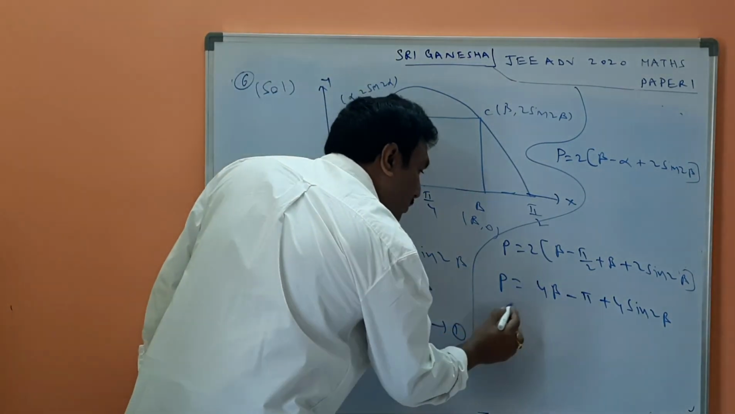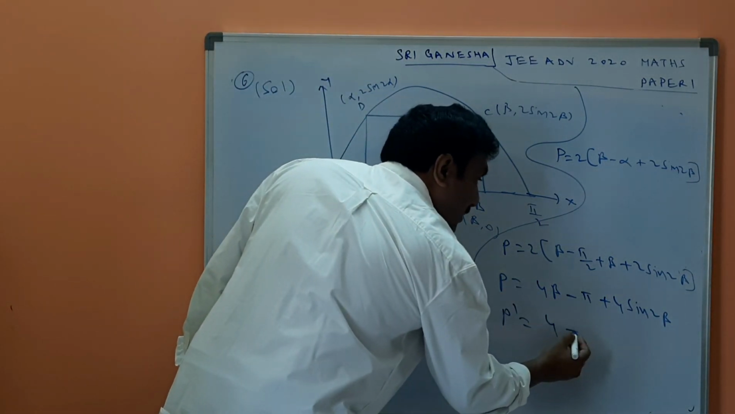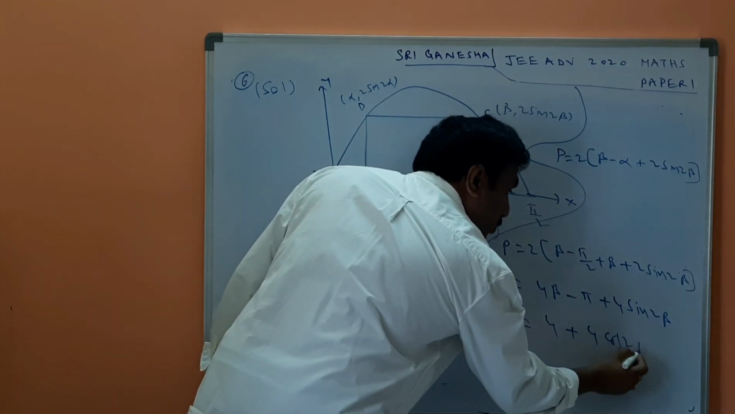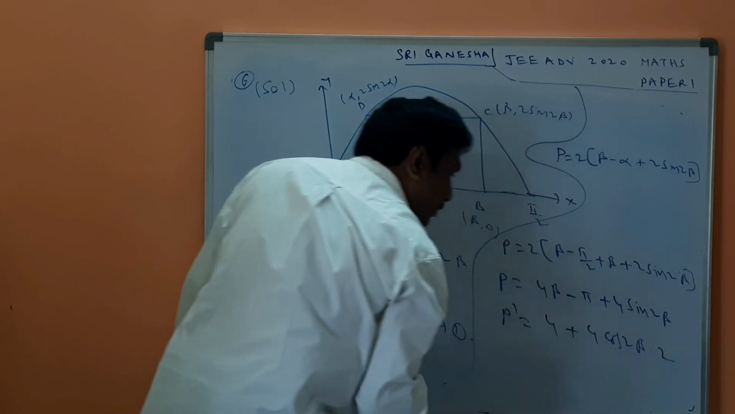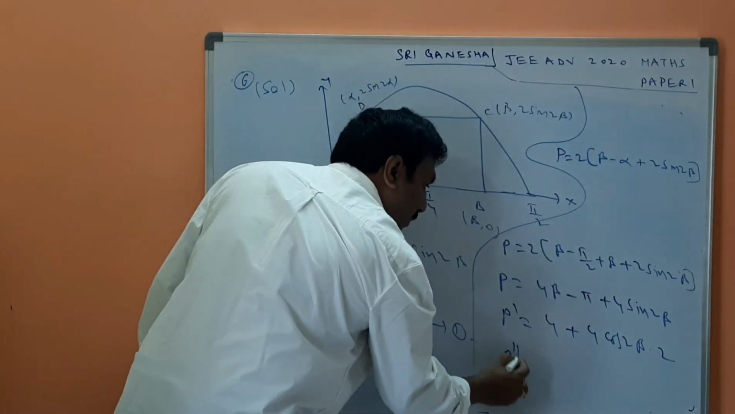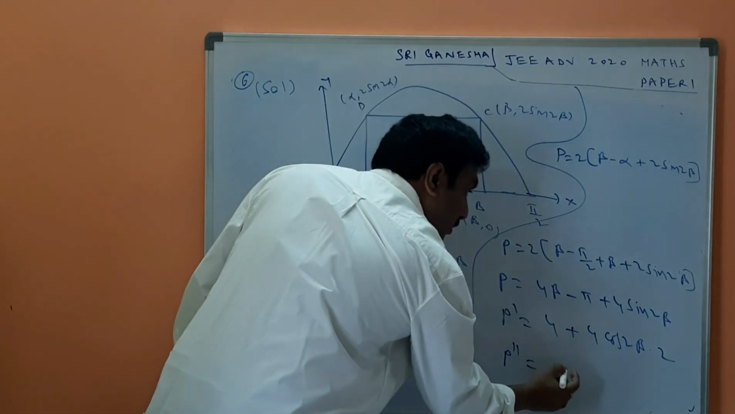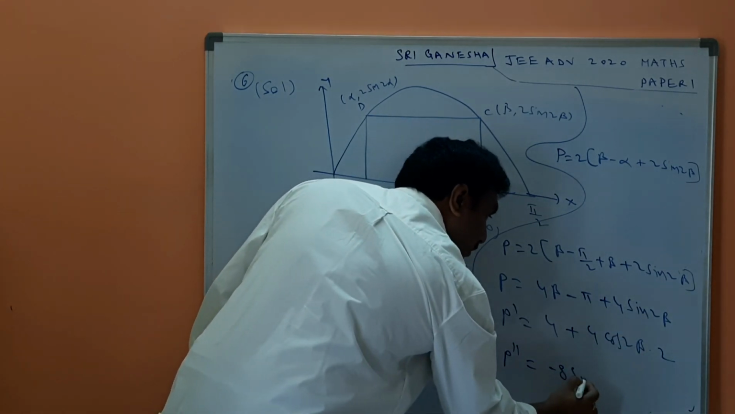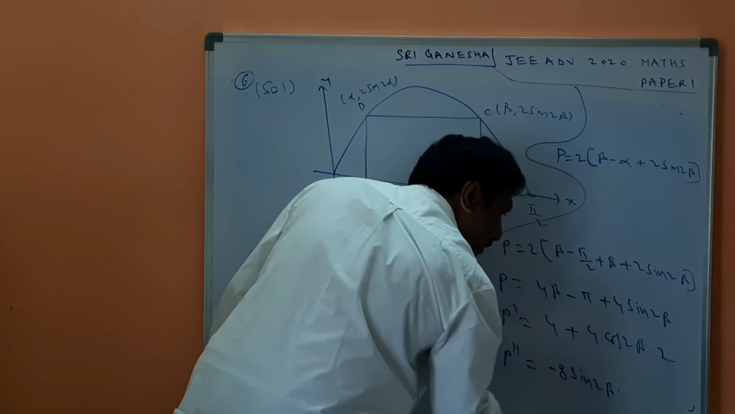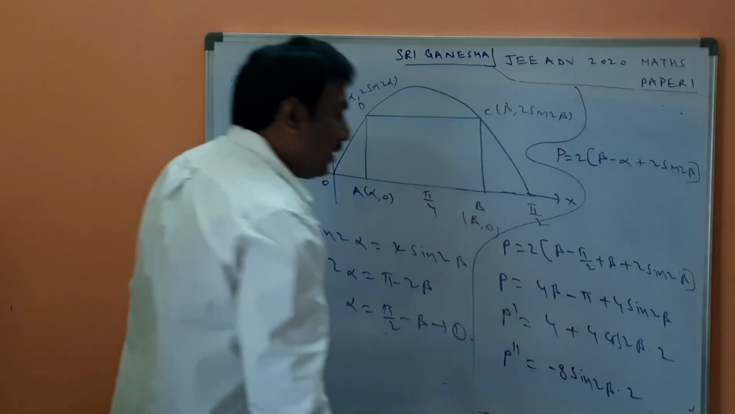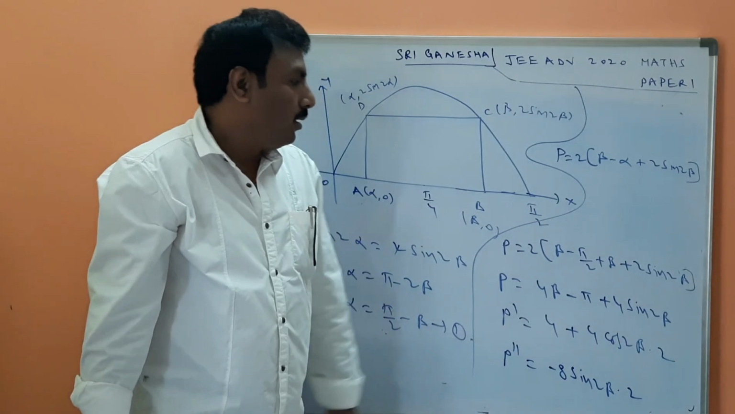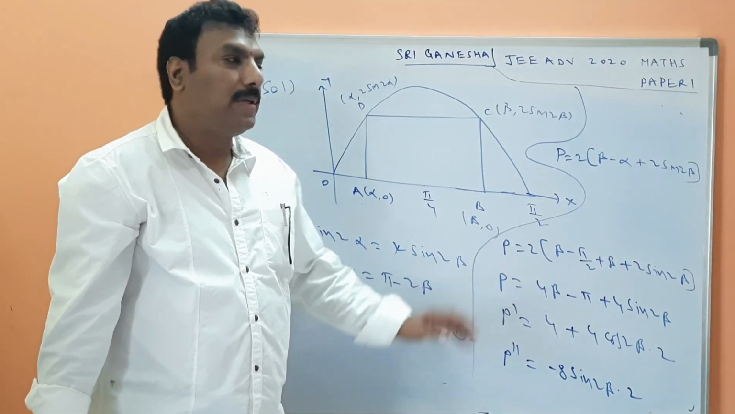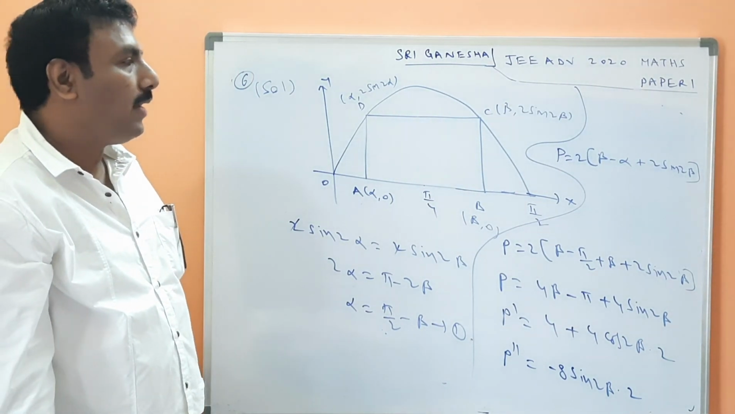So P dash equal to 4 plus 4 cos 2 beta into 2. P double dash is the derivative of cos, minus sin 2 beta into 2, the second derivative. Now take P dash equal to 0 for maximum perimeter. You will get the beta value.